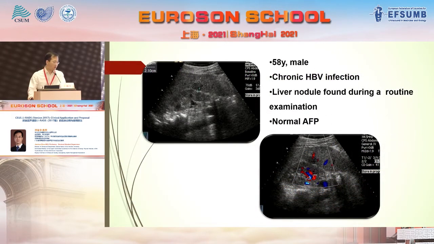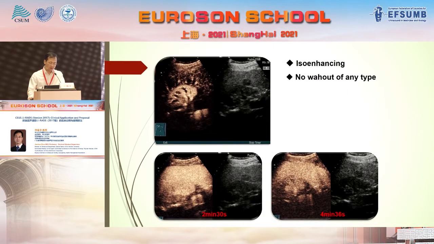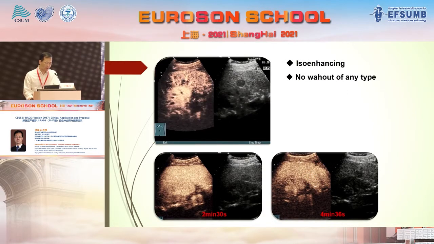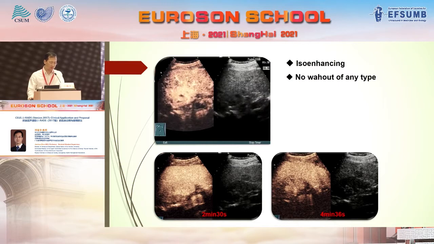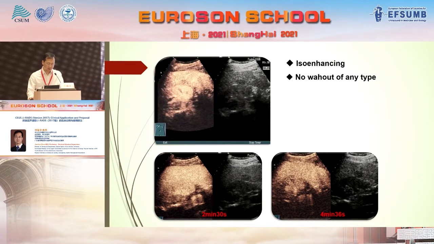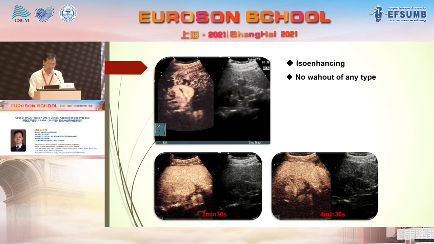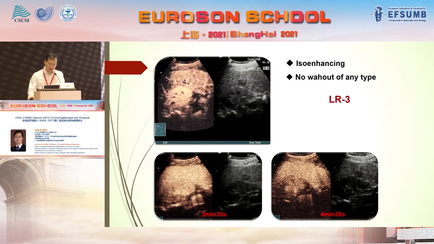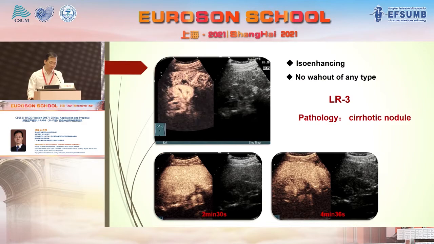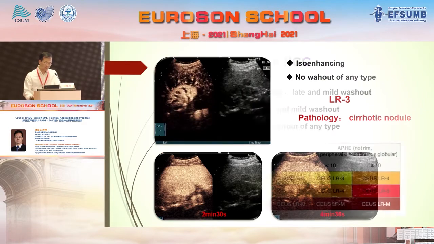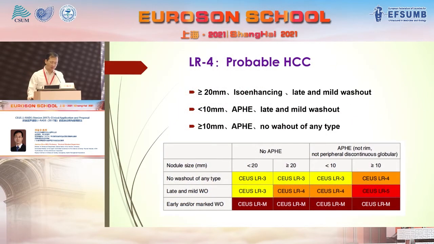Here is an example. Here is a 50-year-old male patient with chronic HBV infection. A liver nodule, a hypoechoic nodule, was found in segment 6. The AFP is in normal range. The lesion showed iso-enhancement in the arterial phase and no washout of any type was detected until 4 minutes and 36 seconds. It's classified as an LR-3 lesion. The lesion was pathologically confirmed to be a regenerative nodule.